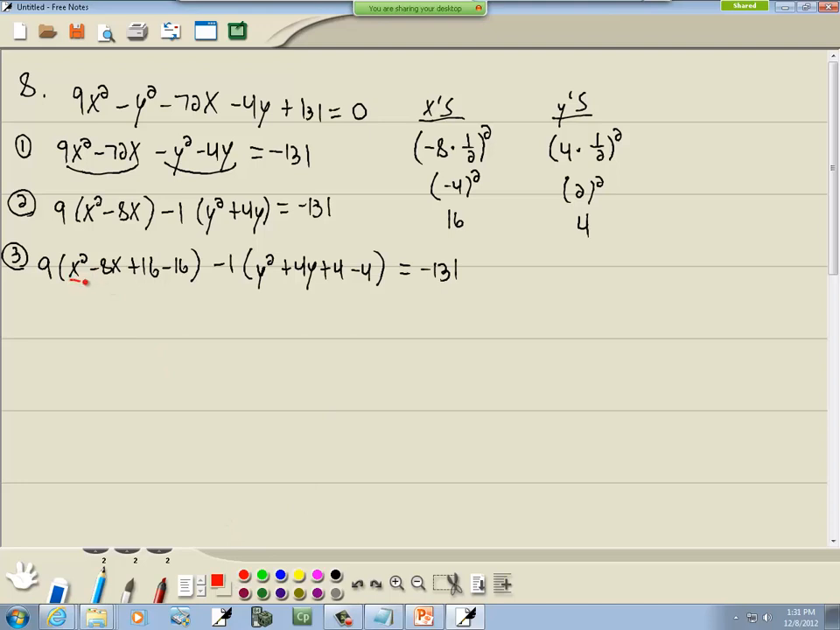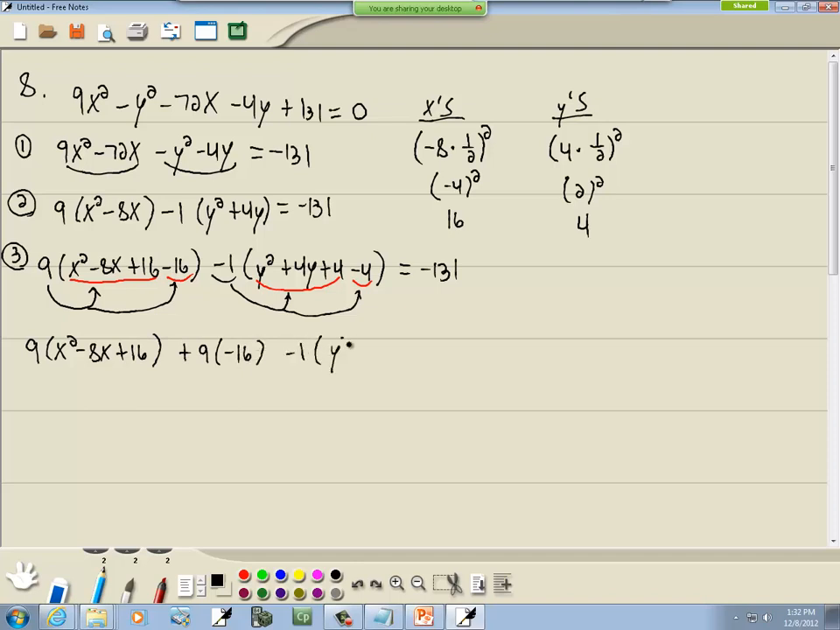Now remember, we want to group these three terms together. The x squared minus 8x plus 16 and negative 16 by itself. And these three terms, y squared plus 4y plus 4 and the negative 4 by itself. We'll take the number that's in front and multiply it through each group. So we'll have 9 times x squared minus 8x plus 16 and 9 times negative 16. Negative 1 times y squared plus 4y plus 4 and negative 1 times negative 4.